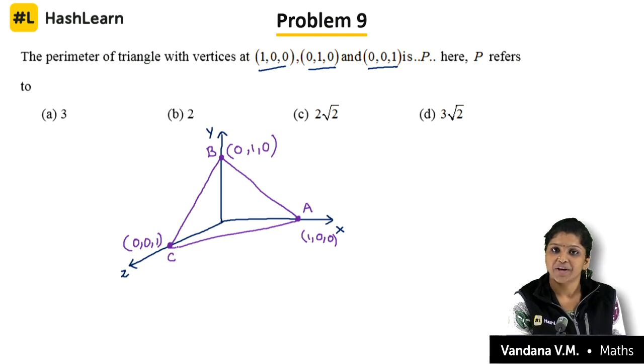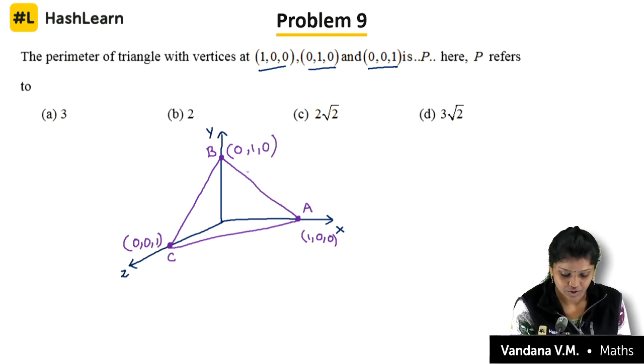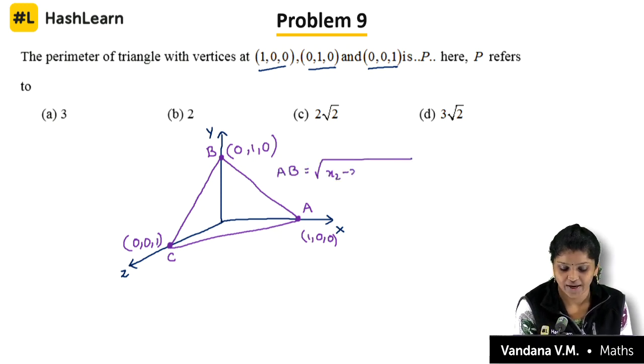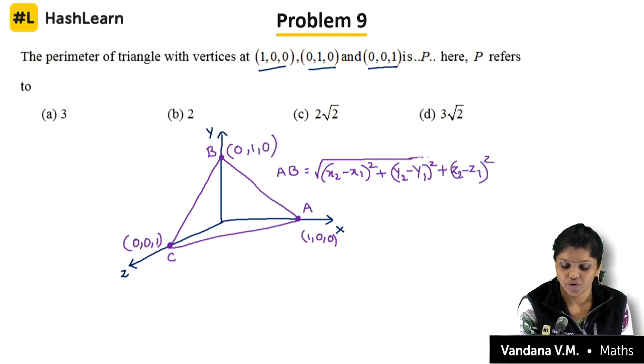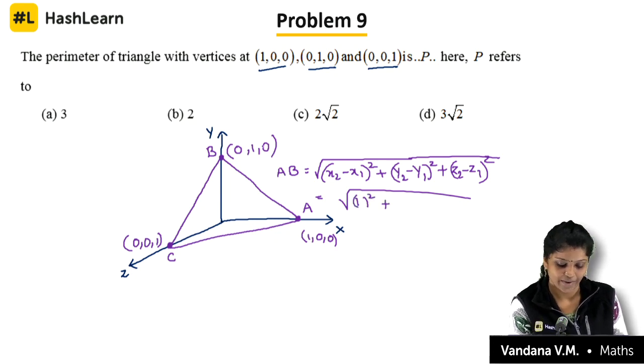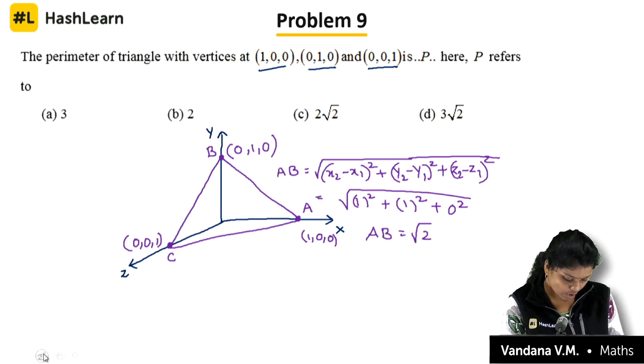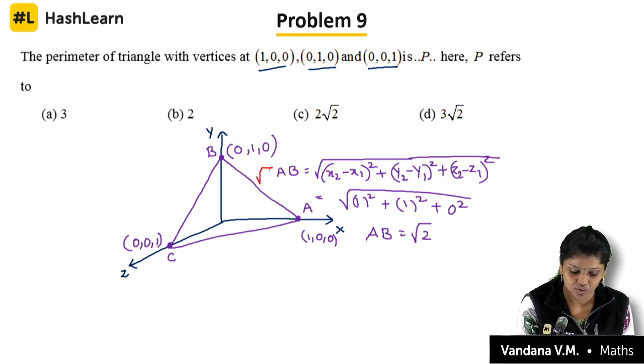What is perimeter? If I know the sides, the distance, then I can add all the three sides. So, better to find out the distance. So, the distance between A and B. How will I find out? Square root of x2 minus x1 whole square plus y2 minus y1 whole square plus z2 minus z1 whole square. If you apply this, you will get 1 minus 0, so 1 square. 0 minus 1, again 1 square, 0 square. So, AB value, I will get it as root 2. Now, I got one side. One side is root 2.